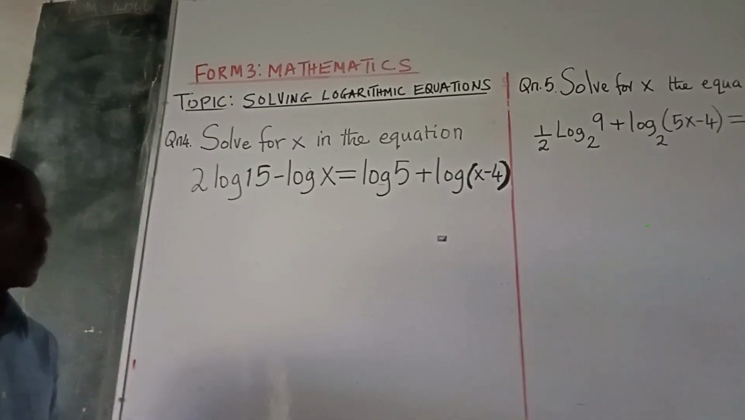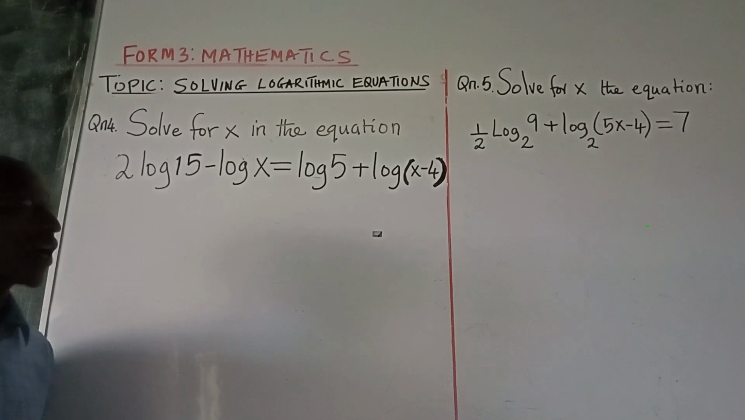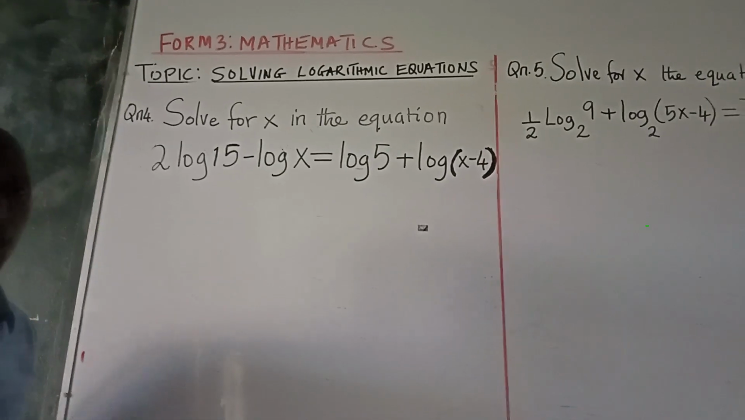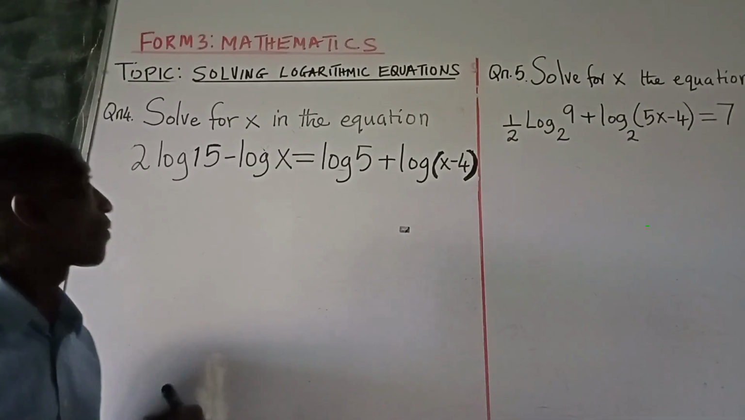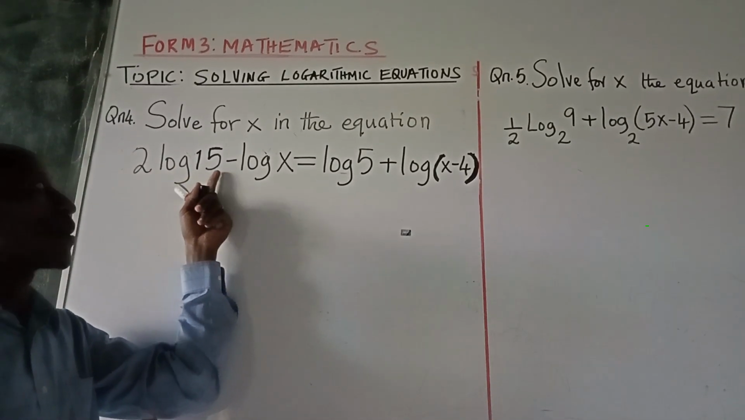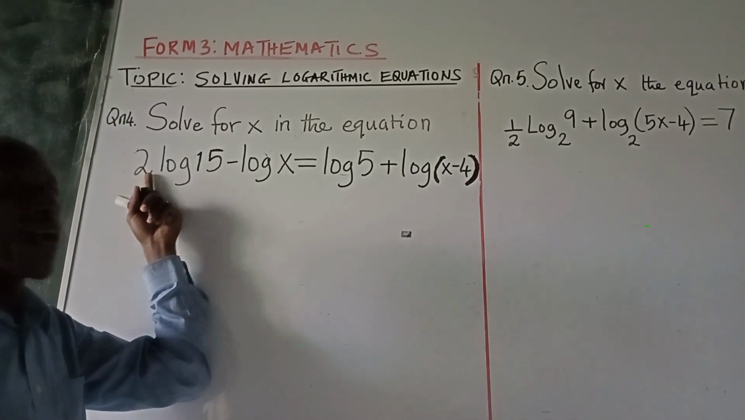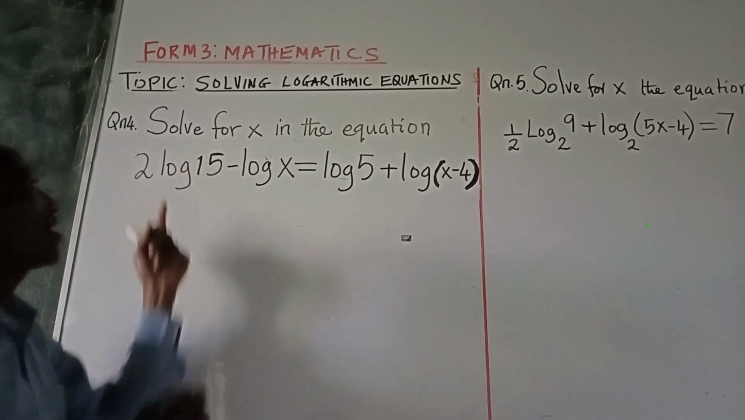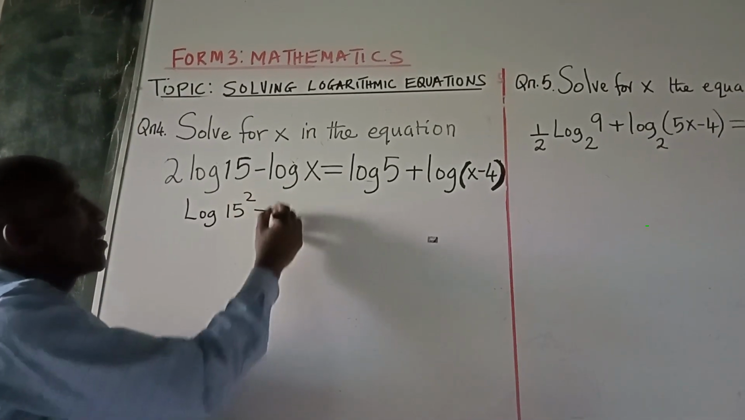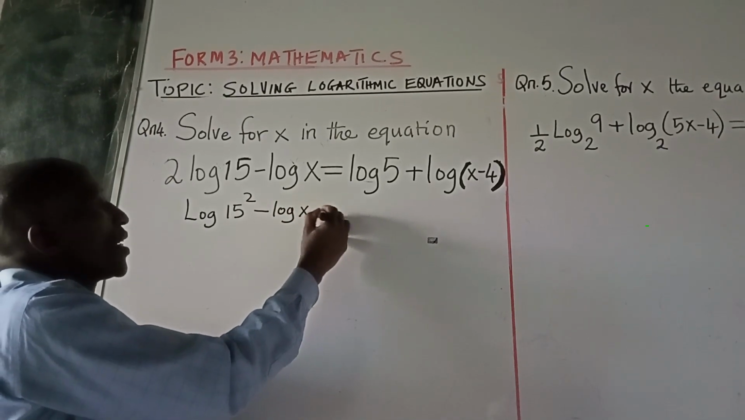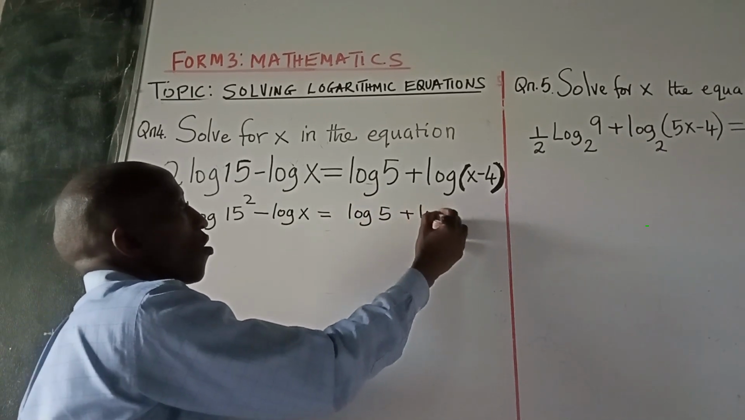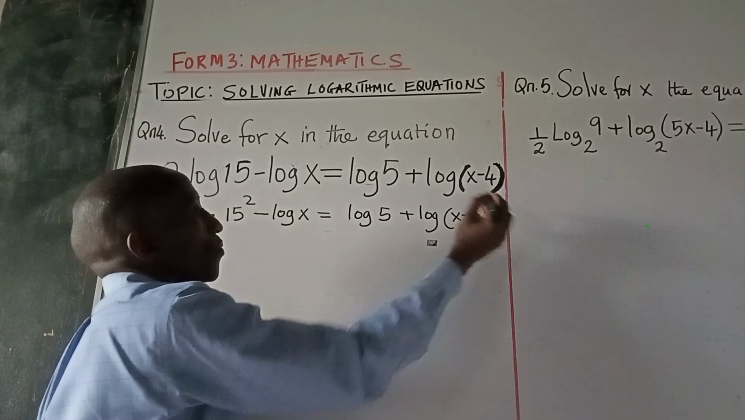Welcome back. I want to believe that you have had an opportunity to work out this question, and so together let us see what is the expected working for this question. Whenever we have a multiplier to a particular logarithm of a particular number, then the multiplier becomes the power or the index. So this gives us log of 15 to power 2 minus log of x being equal to log of 5 plus log of x minus 4.